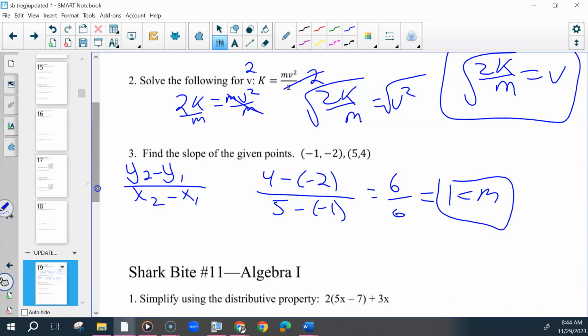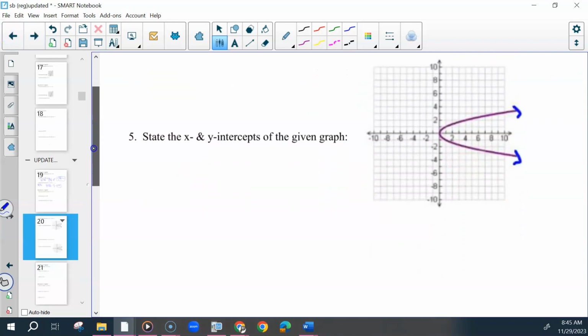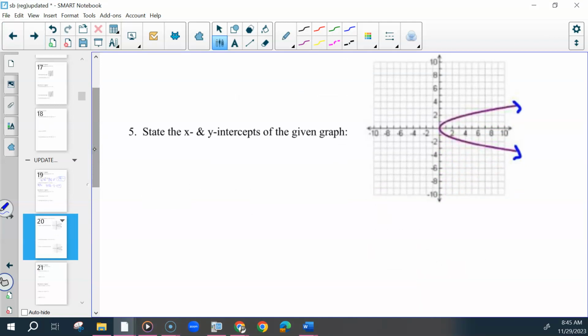And then number 5. For number 5, we're looking for the x and y intercepts. Where does this cross the x and y axis? This happens to be the same for both the x and y at 0, 0. It was just one x-intercept and one y-intercept.